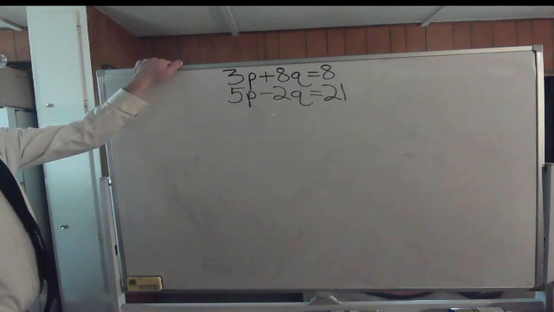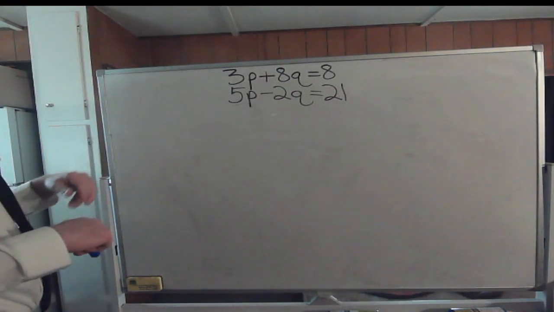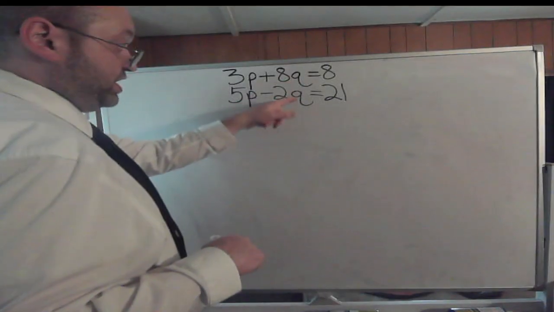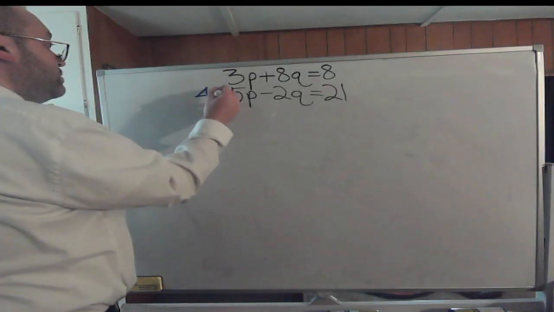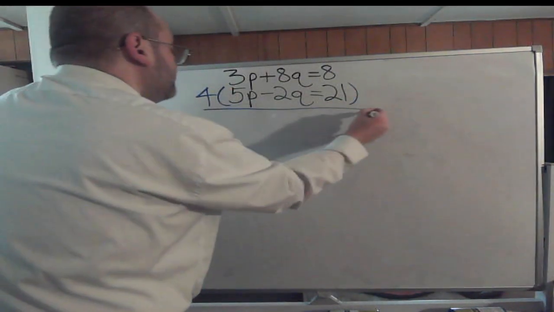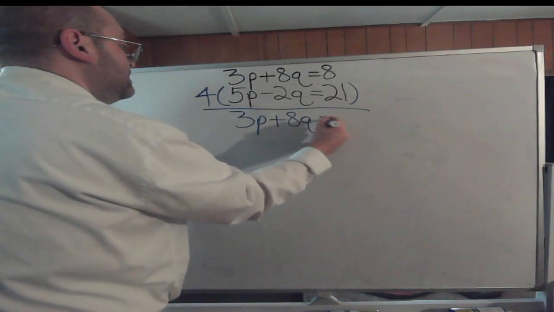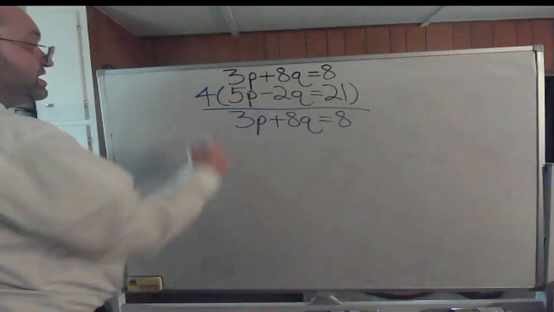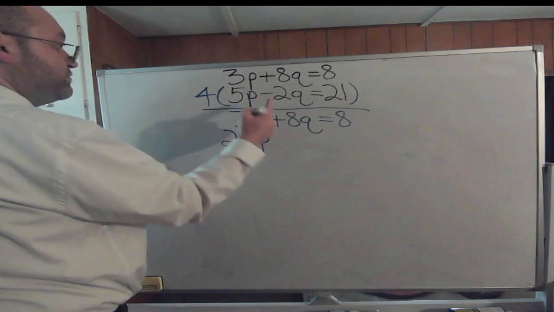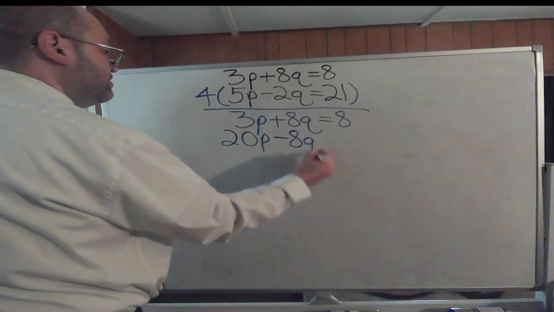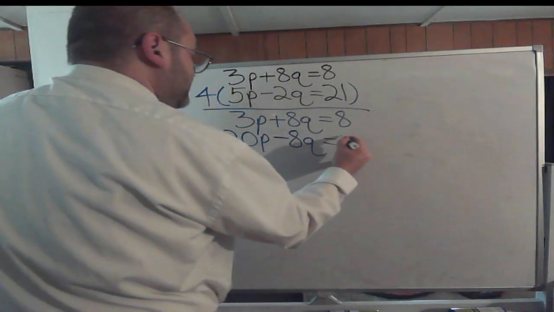I think in this case it's obvious we want to turn that negative 2q into a negative 8q. So you'll multiply the second equation by 4, and then both q's will have the same coefficient. If we do, we'll still have 3p plus 8q equals 8. Then 4 times 5p, that's going to be 20p. Minus 4 times 2q, that'll give you minus 8q. That's going to be equal to 4 times 21, which we know to be 84.